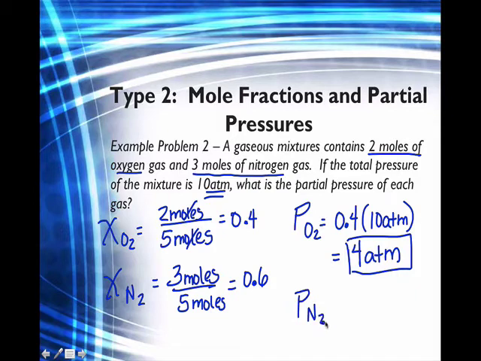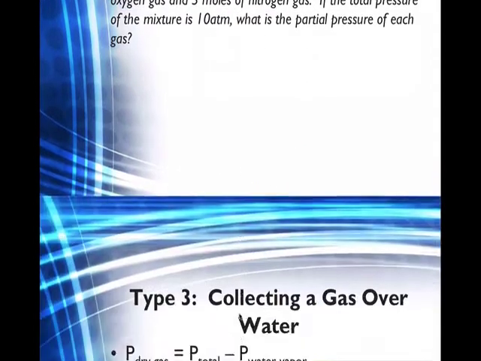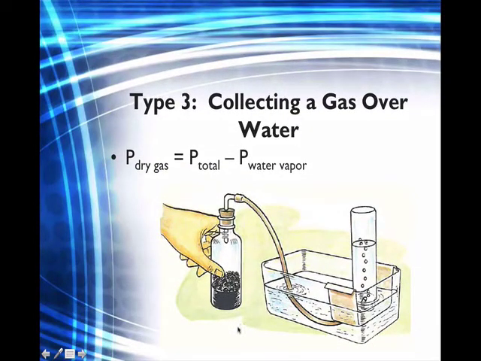The partial pressure of nitrogen must be 10 minus 4, whatever is left over, or you just plug it in the same way, this time using 0.6 times the total pressure. That's going to equal 6 atm. So the partial pressure of the oxygen is 4 atmospheres, and the partial pressure of the nitrogen is 6 atmospheres. And we can check that we did that correctly because 4 plus 6 is 10, which is what the total must be.